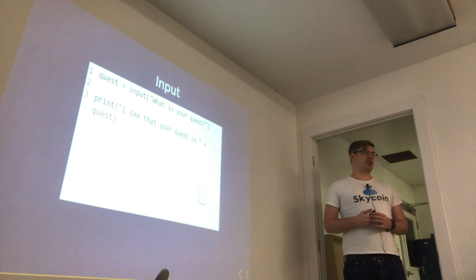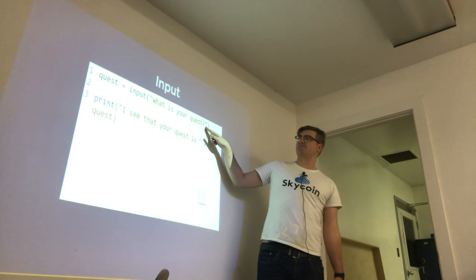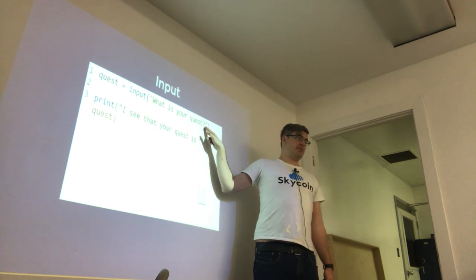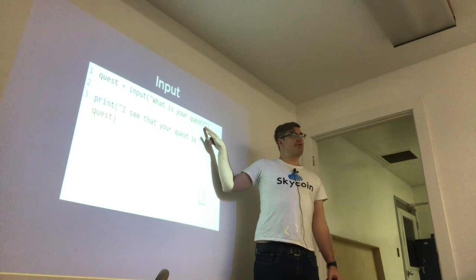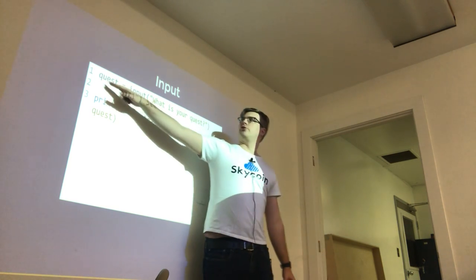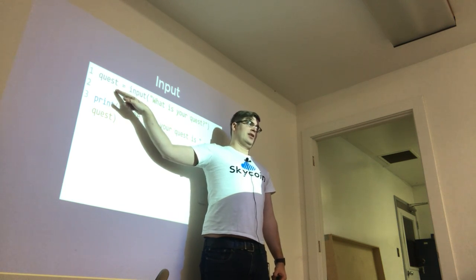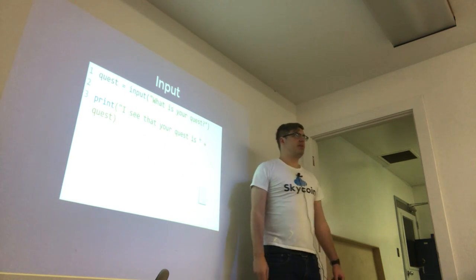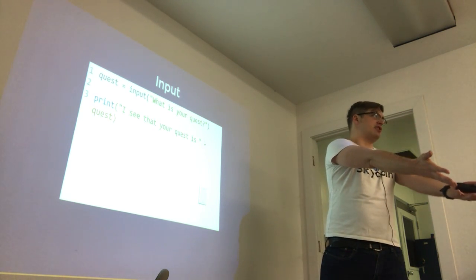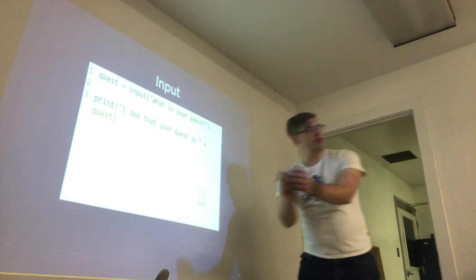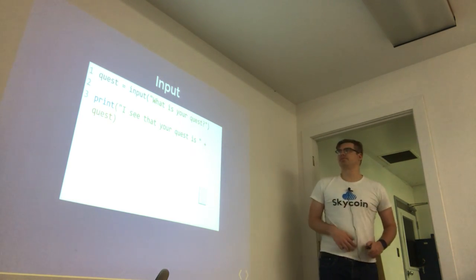What an input function does is it will print out this and wait for your response. It will wait for you to type a response and press enter. Then whatever response you gave, it will store in this variable, this bucket called quest. So this function says, okay computer, I want you to ask a person this question, and whatever their answer is, take that response and put it in a bucket called quest over here.